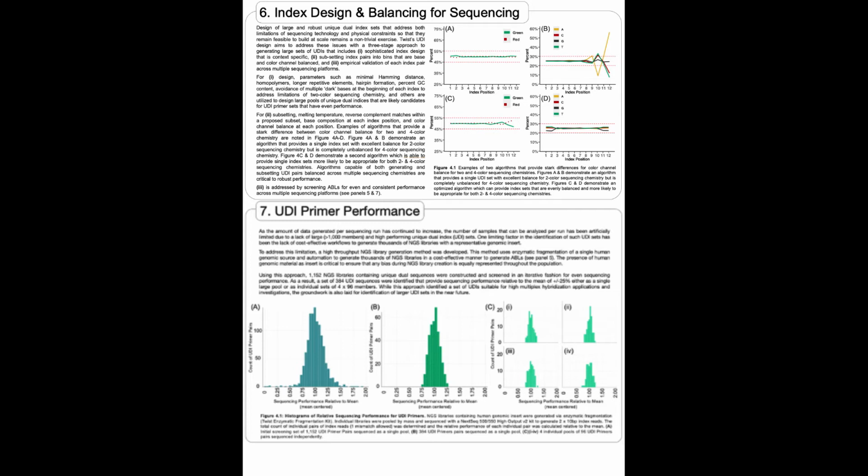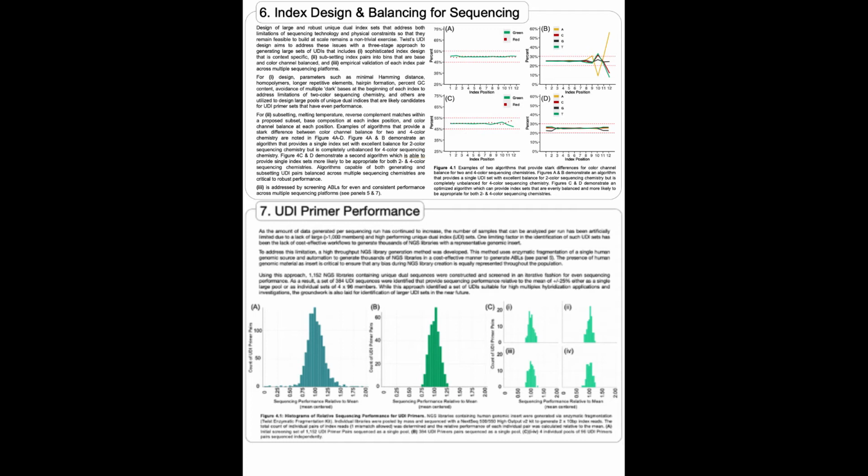At Twist, we have gone through this development process for large UDI sets with three major things in mind. First is sophisticated index design that is context specific. The second is subsetting index pairs into bins that are both base and color channel balanced. And three, the empirical validation of each index pair across multiple sequencing platforms that is enabled by our artificial barcode library system that we just discussed.